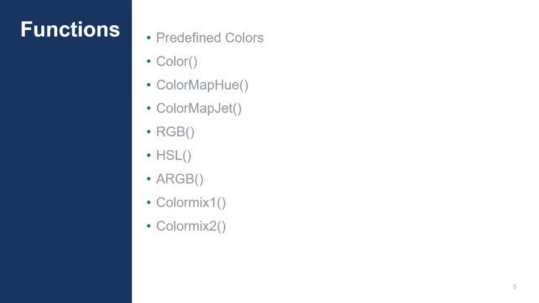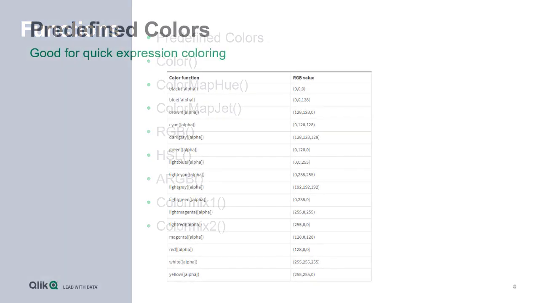So these are the various color functions we're going to be talking about today. We're going to start with the predefined colors that you can call out in Qlik, and then move into all of these different functions that you can use to generate colors for your charts, tables, graphs, etc. So without further ado, let's get started.